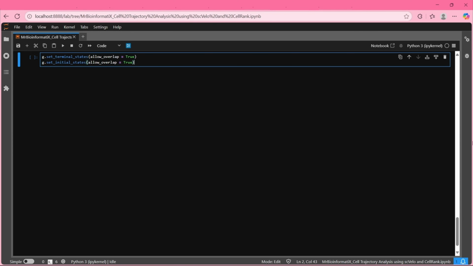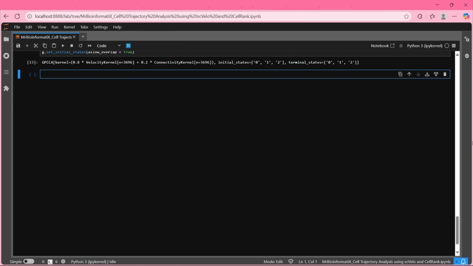Let's run our code. Now, once we run those lines, CellRank will mark which parts of our new map are starting and which are ending. After that, we can calculate how likely each cell is to go toward each fate. That is the fate probability.